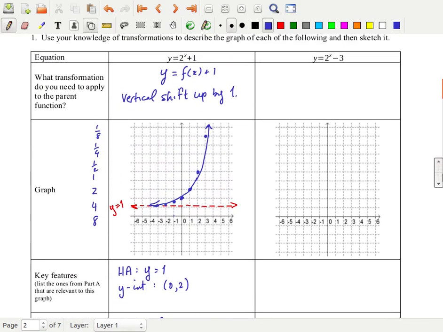How about this next one? Y equals 2 to the x minus 3. This is another vertical transformation. This one is a vertical shift down by 3. And so we're going to have the exact same kind of process we went through before. The difference is going to be that in this case we have a shift down.